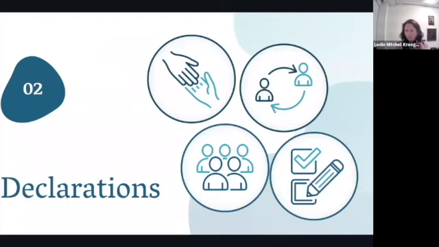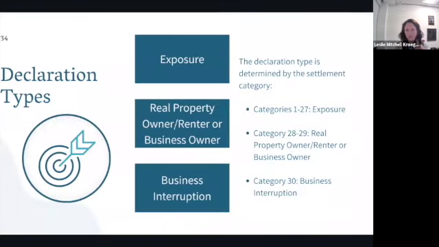You need a claim form. That's one form everyone must have. You also need some type of declaration. If you have an injury claim, you're going to fill out the declaration of exposure. That's any category between 1 and 27. If you have a property claim, either residential or business, you're going to need the declaration of real property. Or if you have a business interruption claim, you've lost money, you're going to need the business interruption claim form.